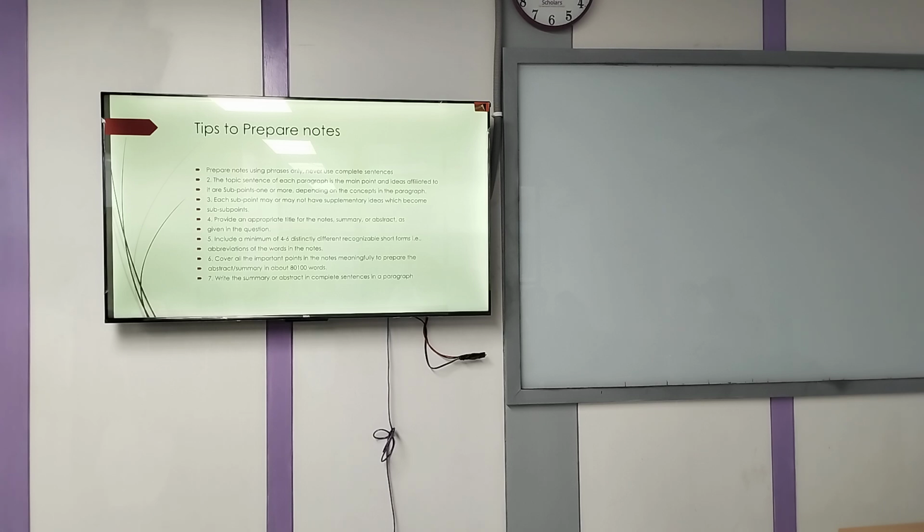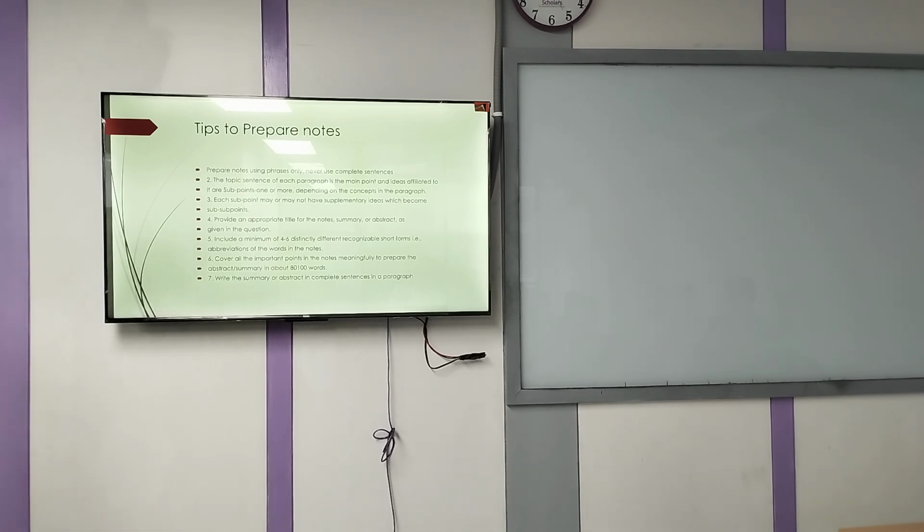If you are reading paragraphs, if you are in engineering, if you read an answer to a question, you will see that in every paragraph the first sentence is the topic sentence, and the extract, the gist of the information is given in the topic sentence. So while taking notes, focus on the topic sentence.